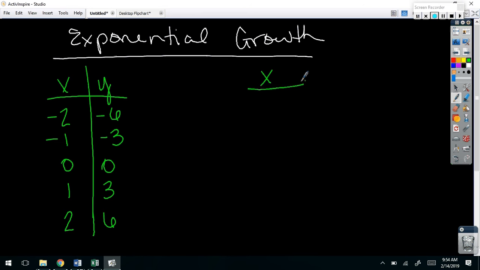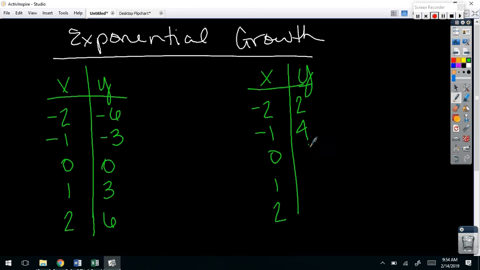All right, there's the first one. And here, these are two different T-charts, and I really want you to look at them carefully to determine what's different between them. I'm going to give you just a second.